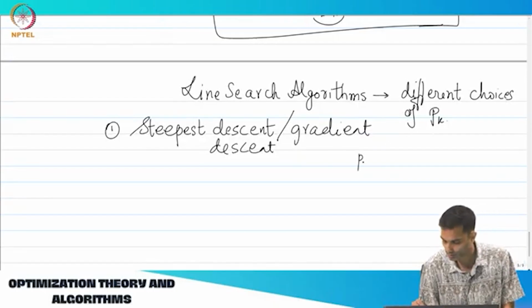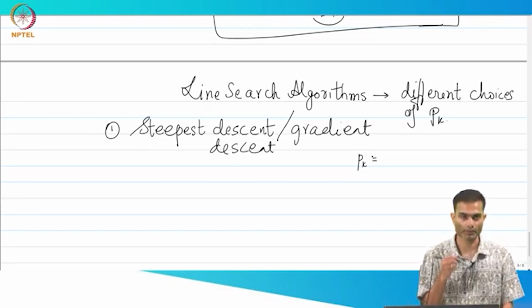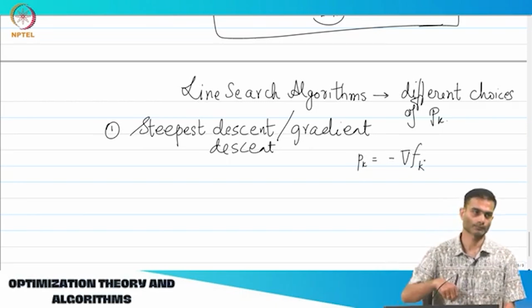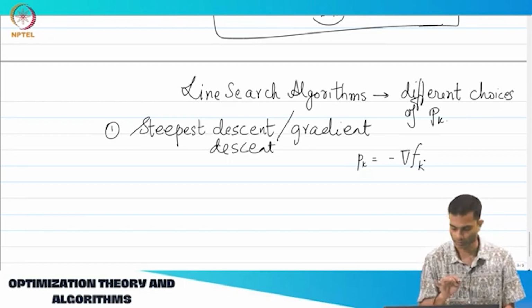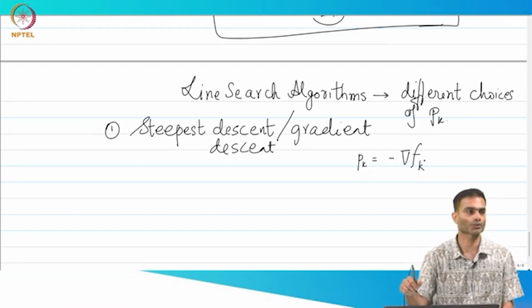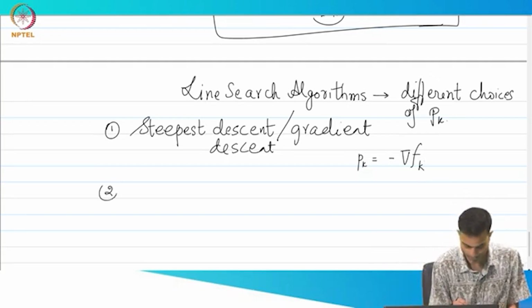And over here, you don't try to find out pk at every step, you take it as a recipe, and I take this to be equal to the negative of the gradient. Okay, this is your steepest descent or gradient descent algorithm. Why we choose this, I will prove it to you shortly. Okay. This is the first one.